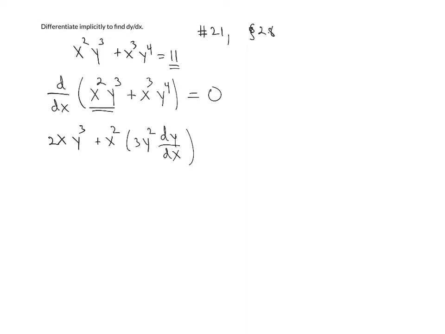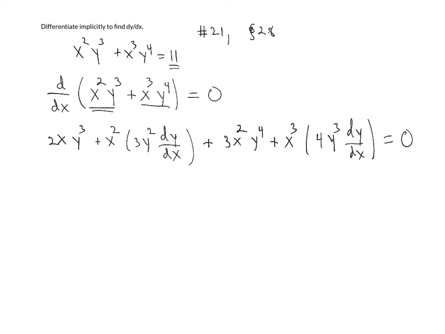That's the first term times the derivative of the second, and I've included my factor of dy by dx as needed. Now I need to differentiate this second term here, and it's again a product rule, and so I have 3x squared times y to the fourth plus x cubed times 4y cubed dy by dx, and that equals 0.